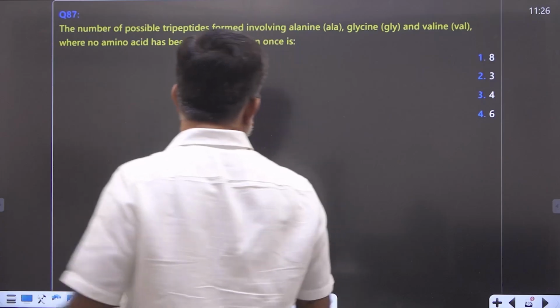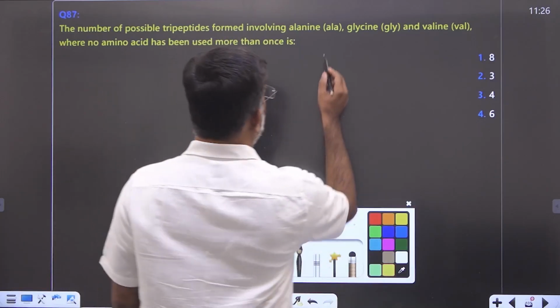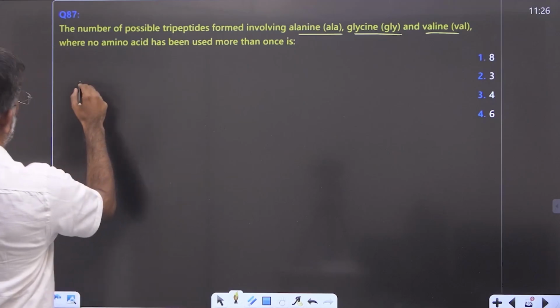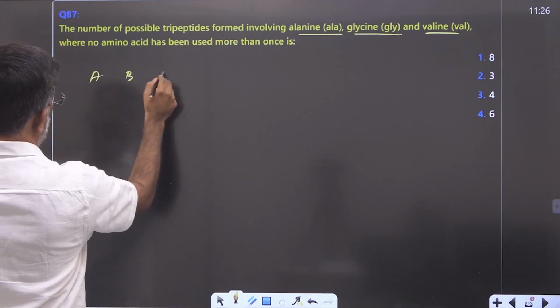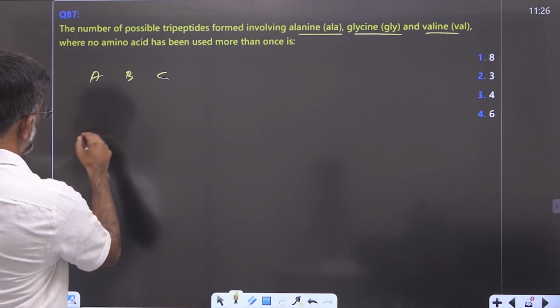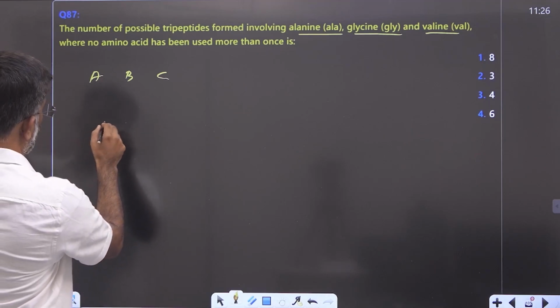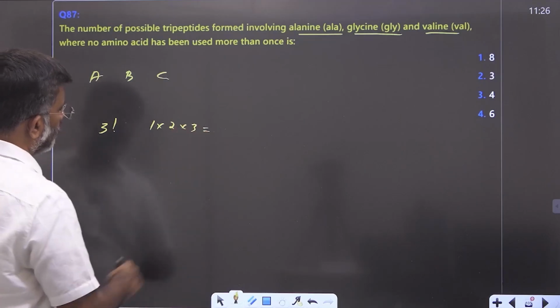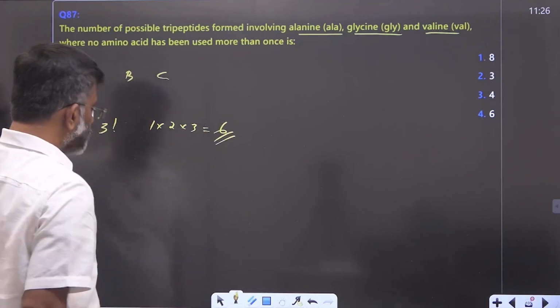That is simple, no? Alanine, glycine, valine. So you have three different amino acids, A, B, C. How many possibilities are there without repetition? So it is 3 factorial, 1 into 2 into 3. That is 6.